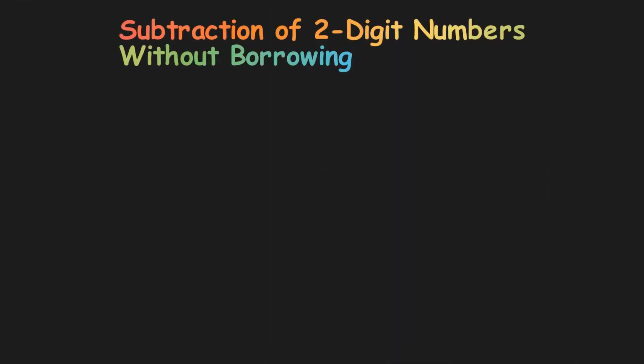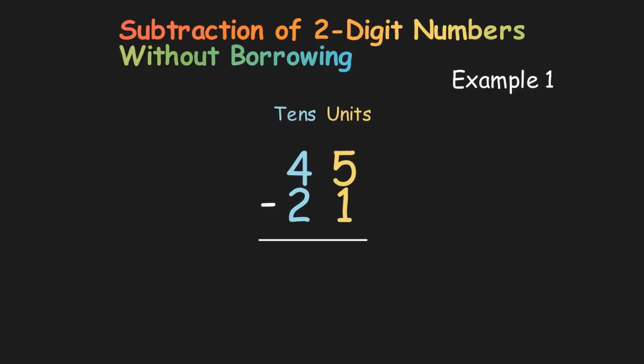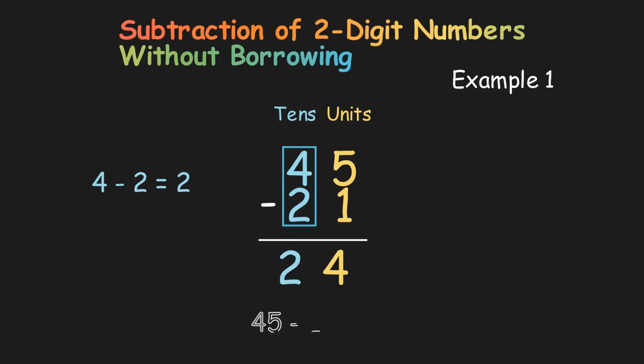Now, let's dive into our subtraction lesson step by step. Let's look at example 1. We want to subtract 21 from 45. First, we write the numbers in columns. Tens on the left, units on the right. We start with the units column. 5 minus 1 equals 4. No borrowing is needed here. Now, moving to the tens column. 4 minus 2 equals 2. So, 45 minus 21 equals 24.